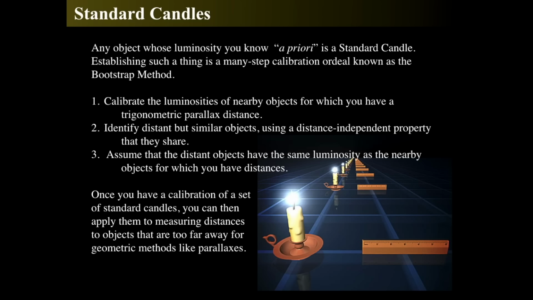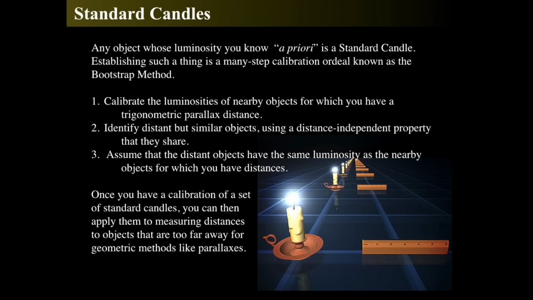And you can calibrate standard candles in many ways, but I just alluded to it before. Take the luminosities of nearby objects where you can get the parallax, and then you find similar objects using some sort of distance-independent property that they share. Maybe the spectrum, maybe some variability, maybe something, who knows, maybe it's got a smiley face. And you assume that the distant objects have the same luminosity as the nearby objects for which you have good distances.